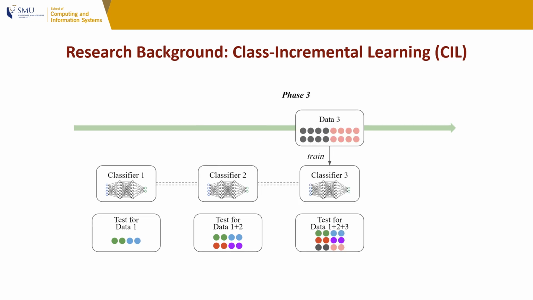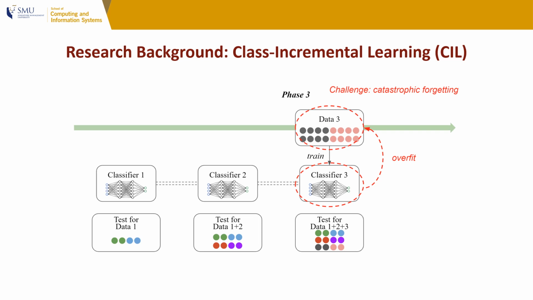Similarly, in phase 3, data 1 and 2 are not available. We train classifier 3 on data 3 and then test it on data 1 plus 2 plus 3. The target of class-incremental learning is to obtain a good average test performance for all learning phases.